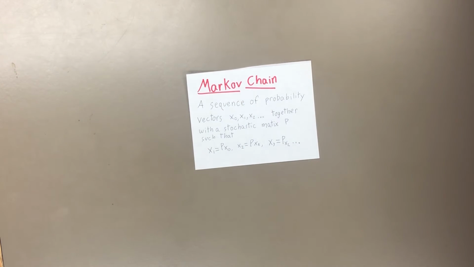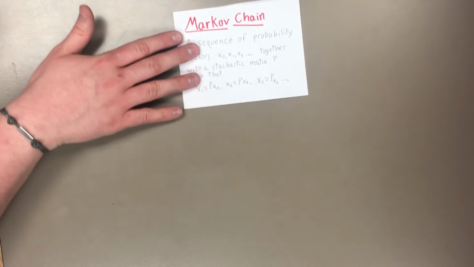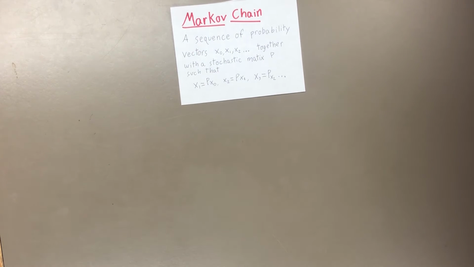What's next? Next up, we have Markov chains. A Markov chain is a sequence of probability vectors, x0, x1, x2, all together, with a stochastic matrix P such that x1 equals P times x0, x2 equals P times x1, and x3 equals P times x2, and so on for however long we want to go. That looks like a lot. I don't think I have enough numbers to show examples on that.